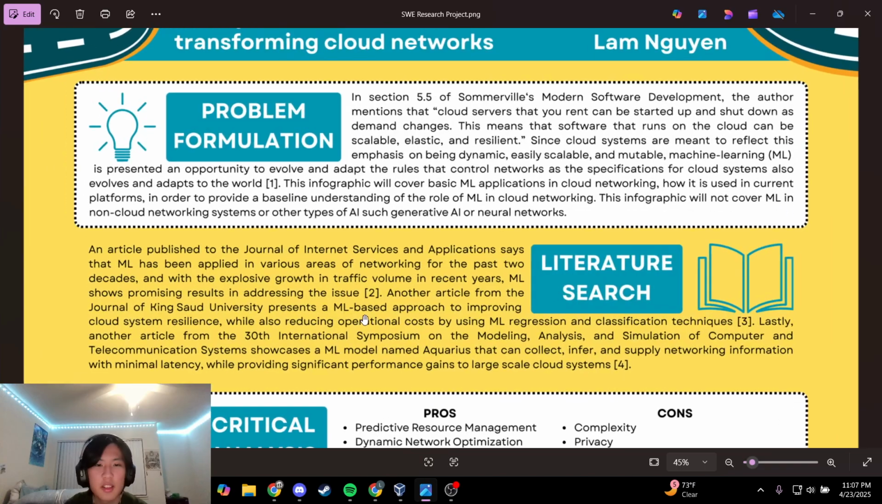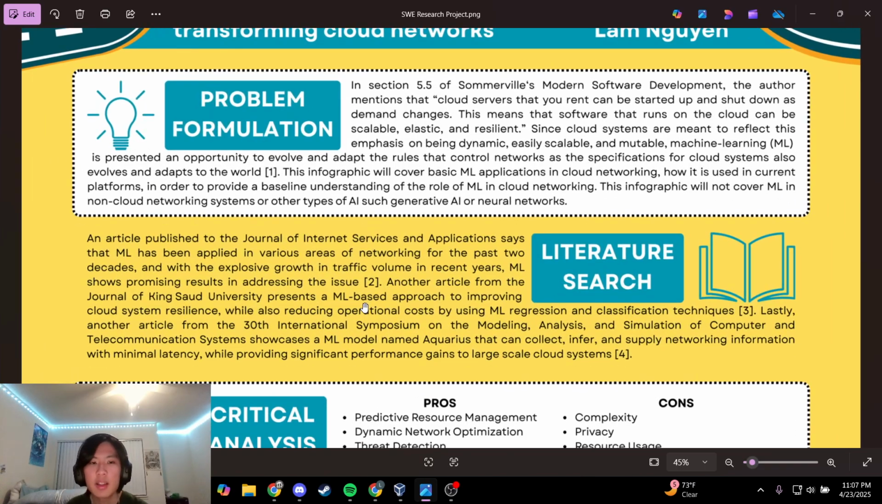So I did a lot of research, but three that I want to highlight are from the Journal of Internet Services and Applications, the Journal of King Saud University, and the 30th International Symposium on the Modeling, Analysis, and Simulation of Computer and Telecommunication Systems. And these basically all talk about how the recent use of ML in networking has been quite significant, whether it's through improving cloud system resilience, reducing operational costs, or just sending information back and forth with minimal latency, and how it still provides significant performance gains, even for large scale cloud systems.